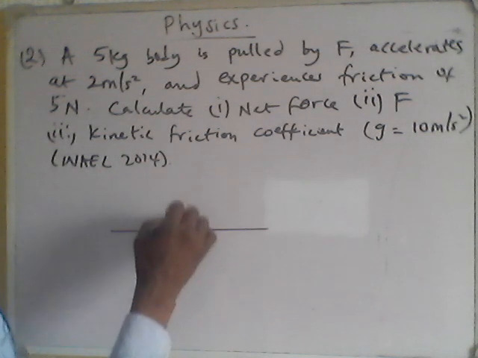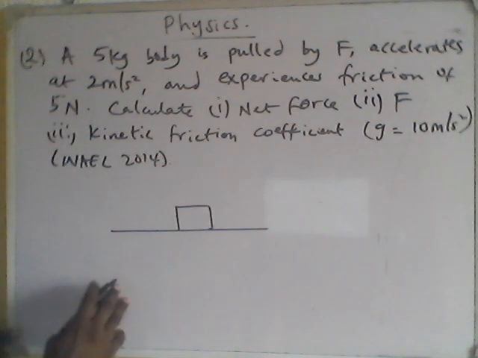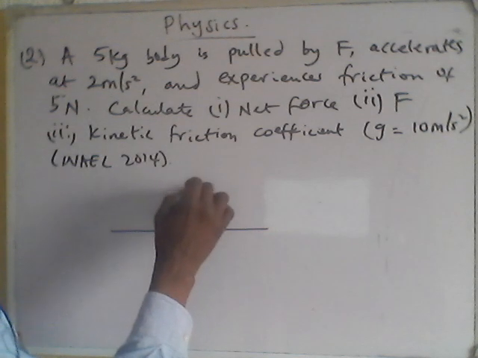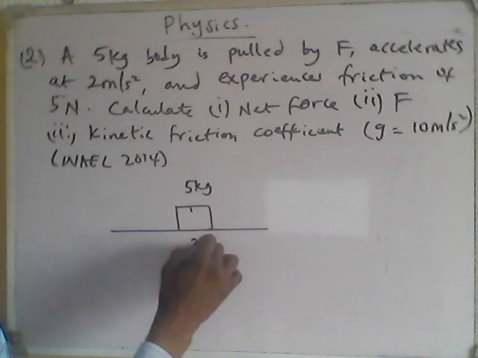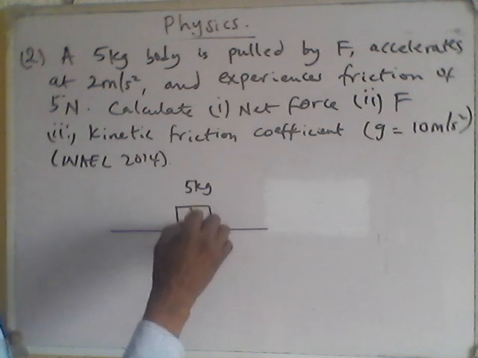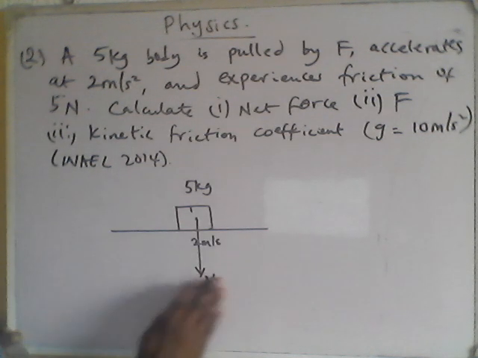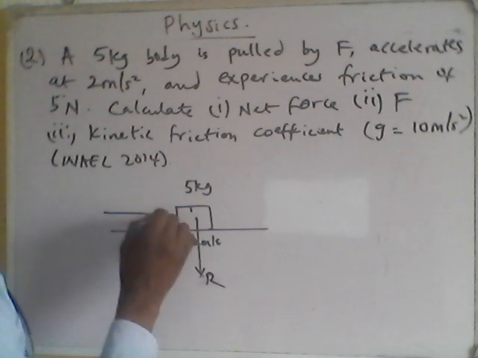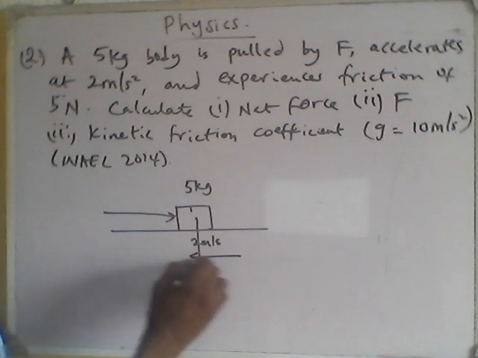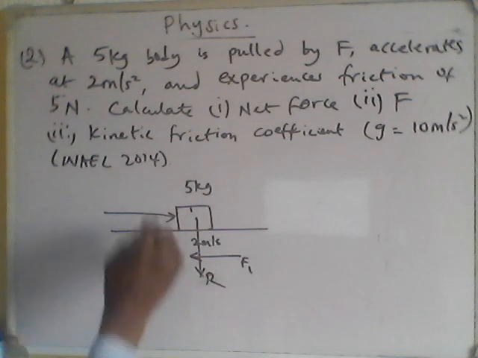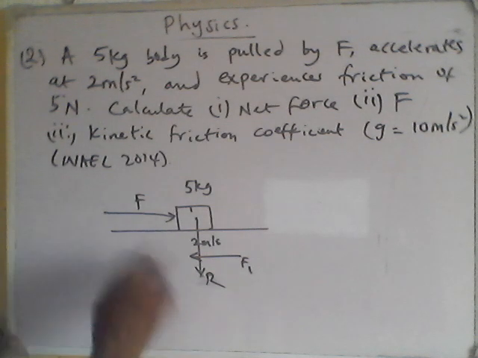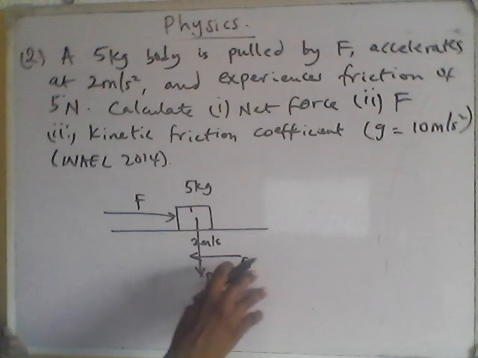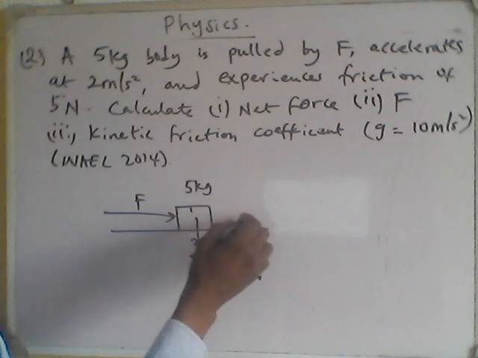Most times you just have to draw a diagram to depict what is going on. This is the 5 kg body that is moving at 2 meters per second squared. Of course, this body will experience a reaction. That reaction is the weight of the body. We're told that a force is trying to push this, and there's a limiting force going this way. So this limiting force is the frictional force, and the force F is the force that pushes it. Okay, let me call it limiting.